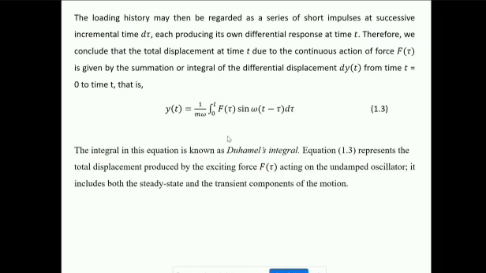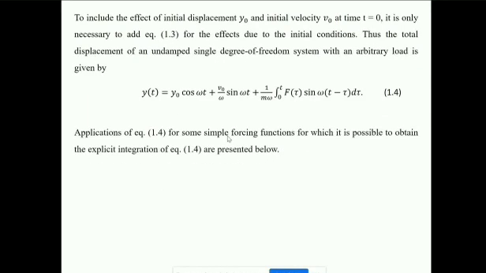If f(tau) can be any function, if analytically it is possible, we will evaluate the integration analytically. If it is not possible, we can carry out the integration by numerical methods, as you have learned in numerical methods. There are a lot of methods available. So this is the effect of the force.